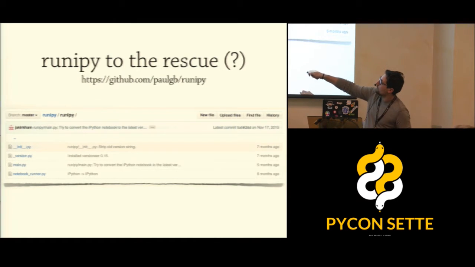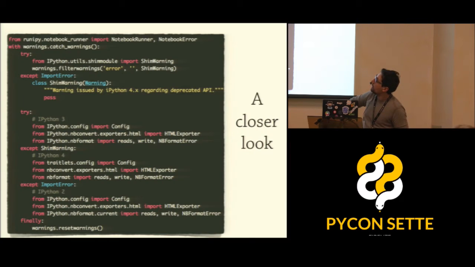Okay, so these are the four files. And here, a closer look. This is the main.py file. One very interesting thing this script does is support multiple versions of IPython. You may use it in case you have IPython 3, IPython 4, which is Jupyter, or IPython 2 also. It wraps the different API conventions according to the version you have.